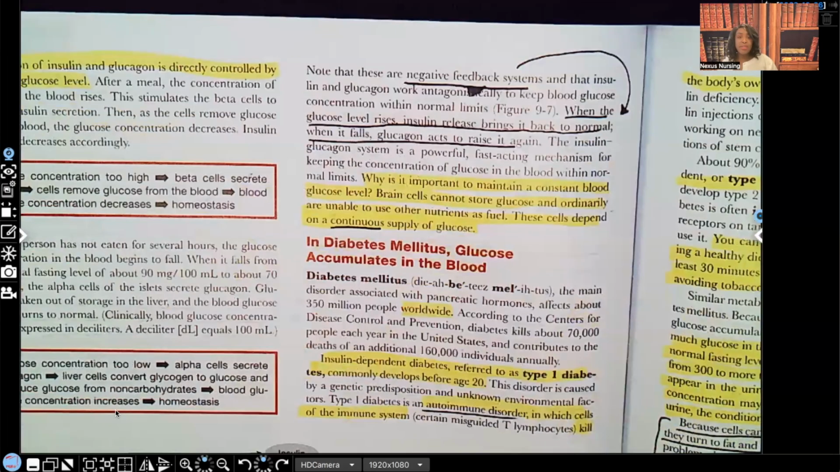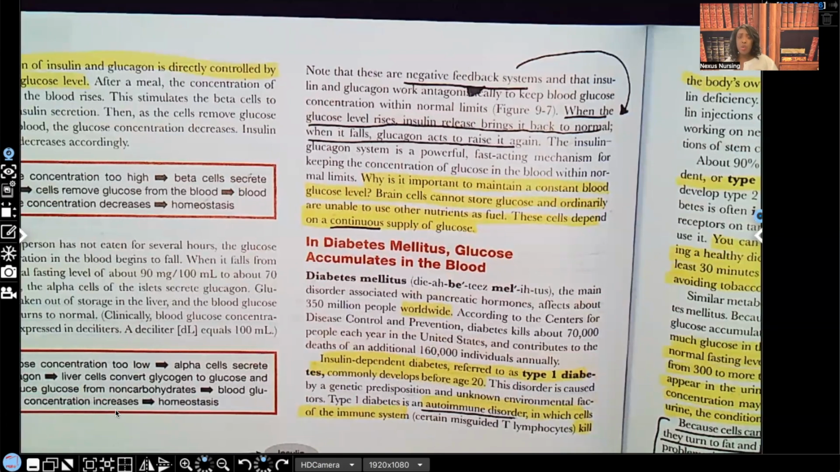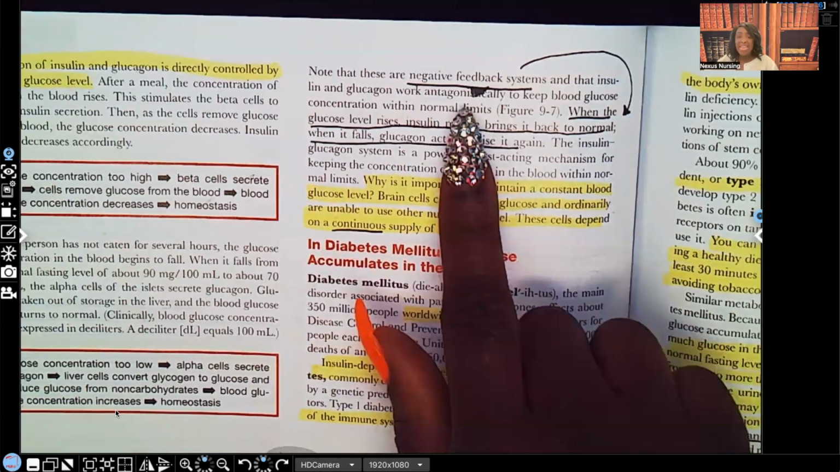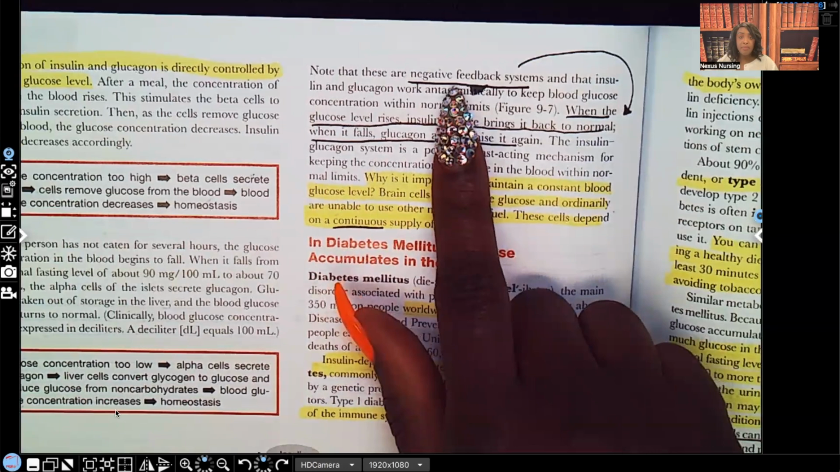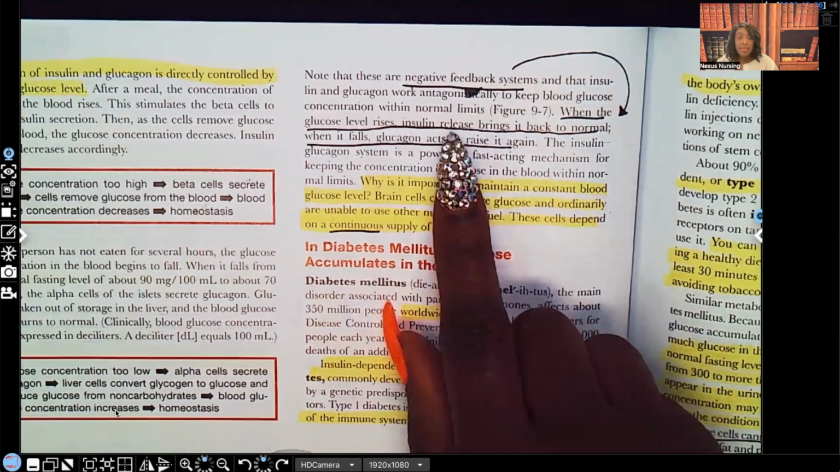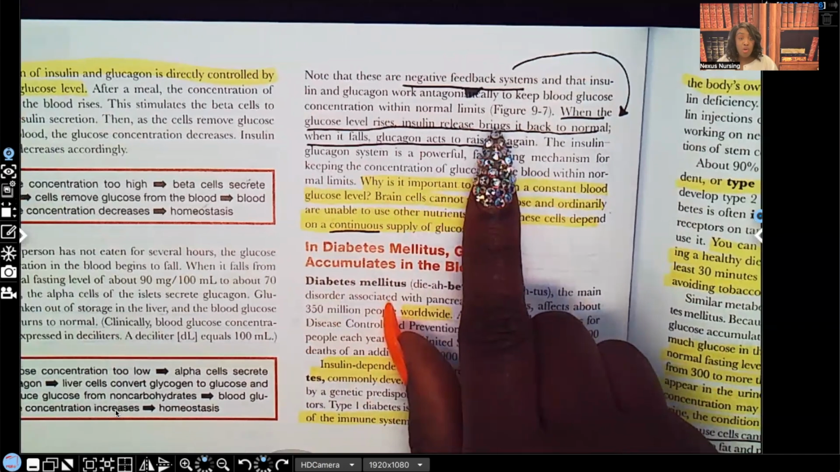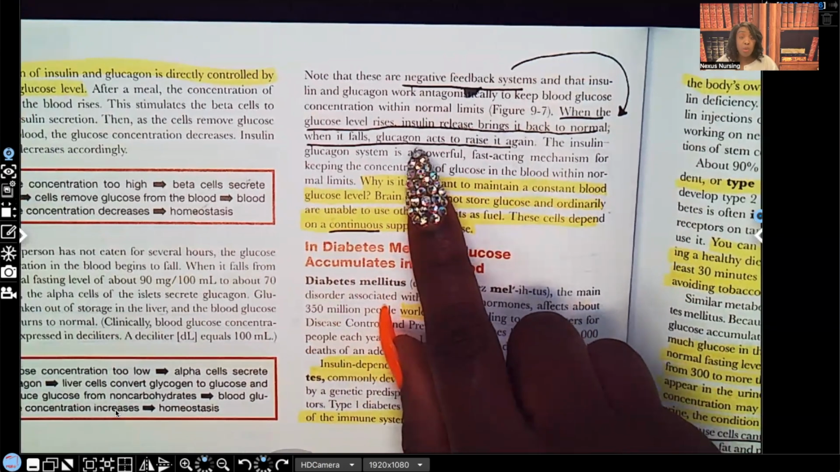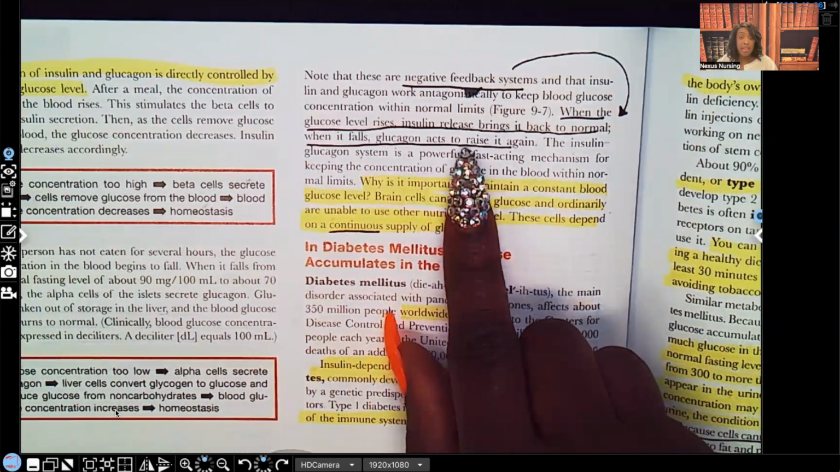Now, what I just explained to you about when the patient has hyperglycemia, when the sugar is too high and everything that happens, and when the patient has hypoglycemia, the blood sugar is too low and everything that happens, all of this is negative feedback. You need to know that. When the glucose level rises, insulin release brings it back to normal, and when it falls, glucagon acts to raise it again. This is the negative feedback system.